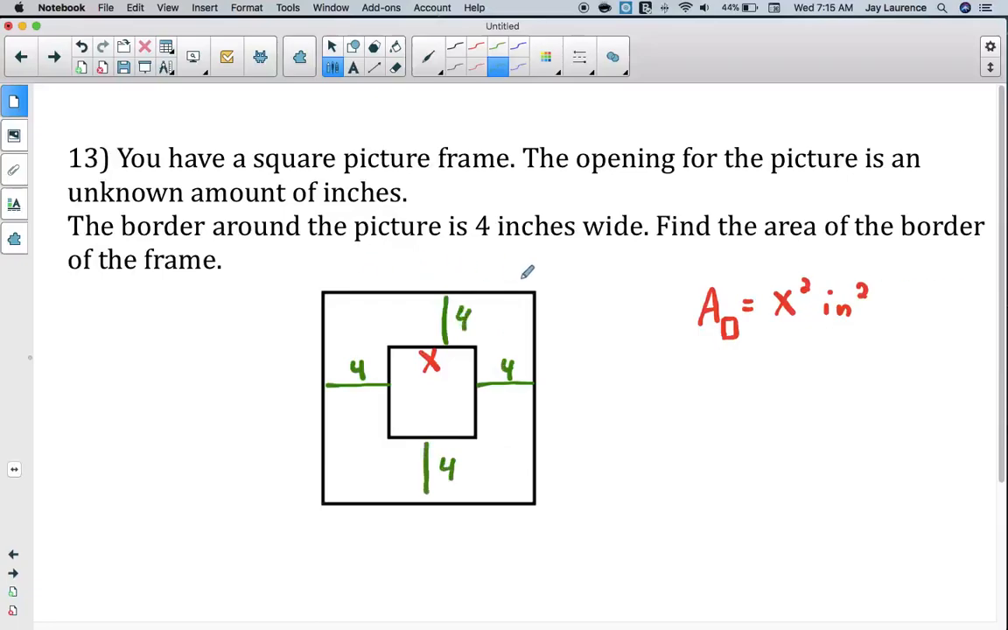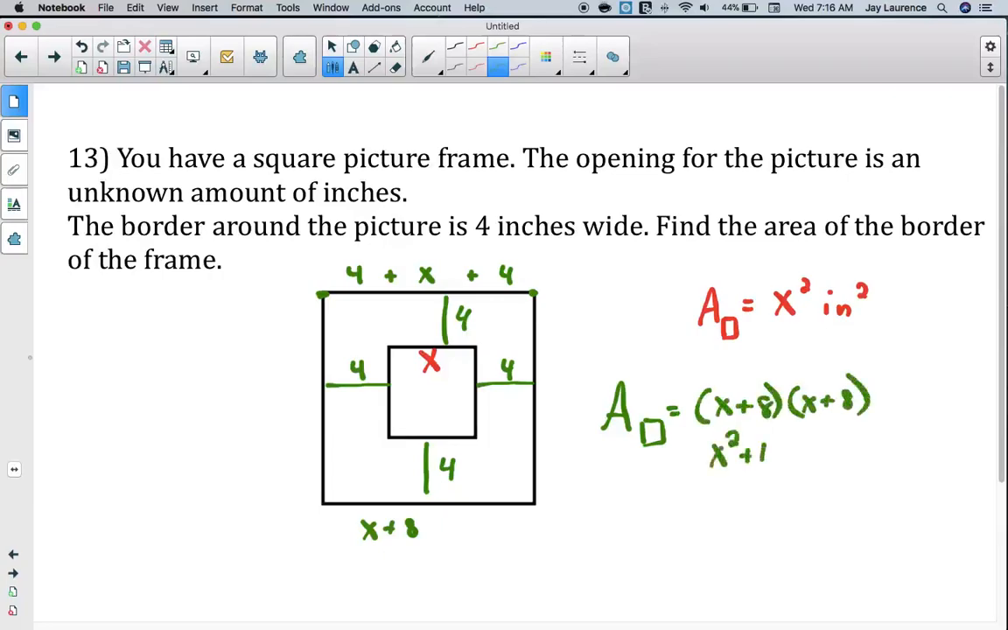Okay, so how long is it from here to here? Well, it's 4 plus this x plus 4. So this side, the sides are actually x plus 8. And since it's a square, I know all 4 sides are x plus 8. So if I do the area of the bigger square, the border, I will get x plus 8 times x plus 8. That'll be x squared plus 16x plus 64 inches squared.